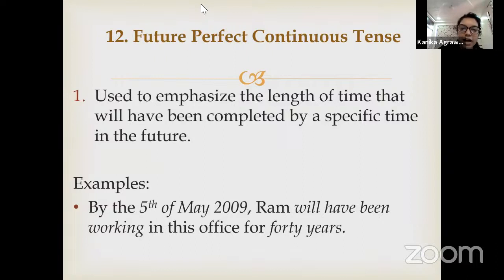She will have driven a car by today. No, this is wrong. Driving a car is not a completed thing, it's a continuing action. So are you guys clear with future perfect continuous tense?